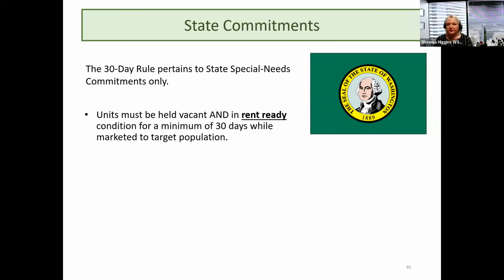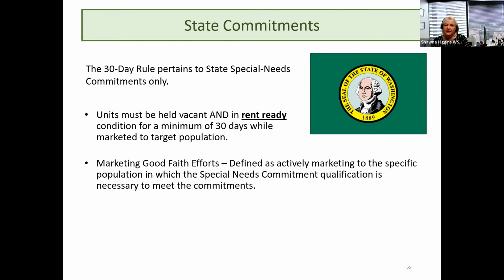So when you're thinking of marketing to that target population, do you have a referral agreement with any different kind of programs out there? You want to market to those set-asides. So large families, when you're making any kind of ad in the newspaper or anything like that, you want to note on there that you have large households or large units for large households, because good faith marketing efforts are defined as actively marketing to specific populations in which the special needs commitment qualification is necessary to meet for these commitments.